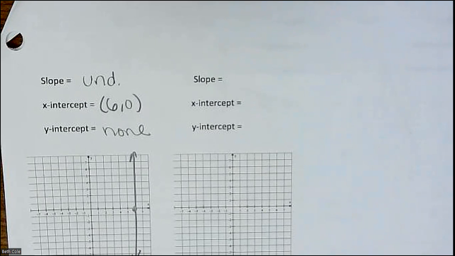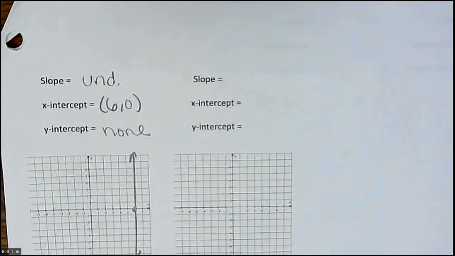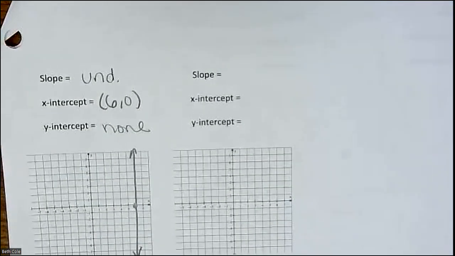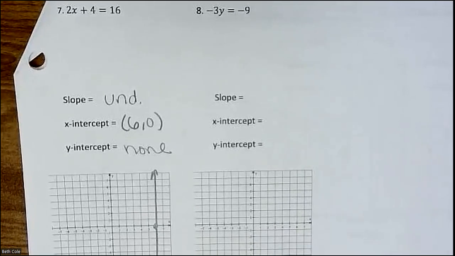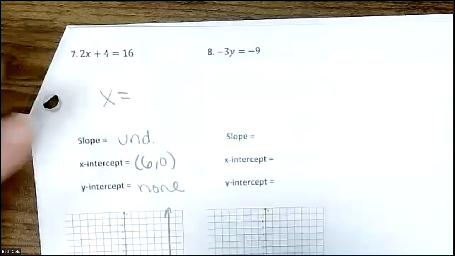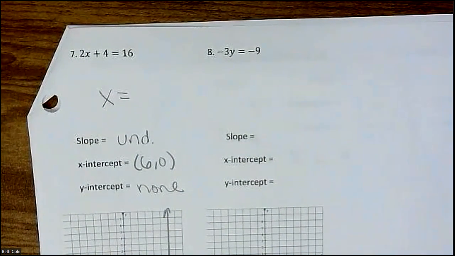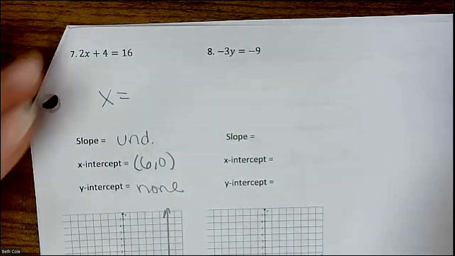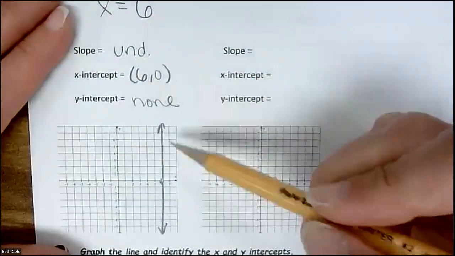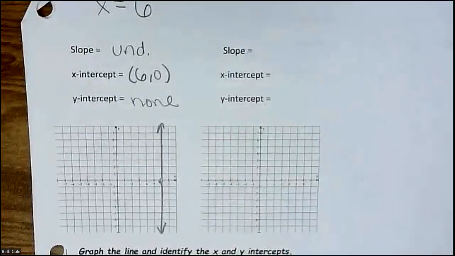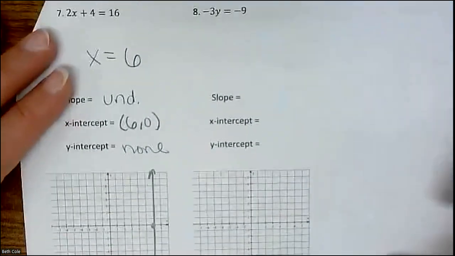Since this one's undefined, do we want x equals or y equals since it's vertical? Look at what's written on the board right here. X equals or y equals? Good. X equals. And hey guys, meaning everybody, what number do you think it is? Good. Why is it 6? It says it right there. It's literally where the line is.